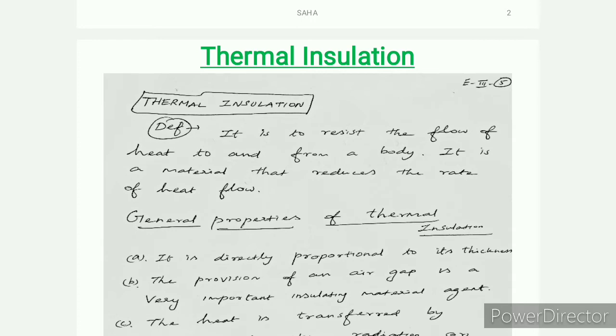So what is thermal insulation? It is to resist the flow of heat to and from a body. It is a material that reduces the rate of heat flow. So insulation means reducing the rate of heat flow. That is very important. The next is the general property of thermal insulation.